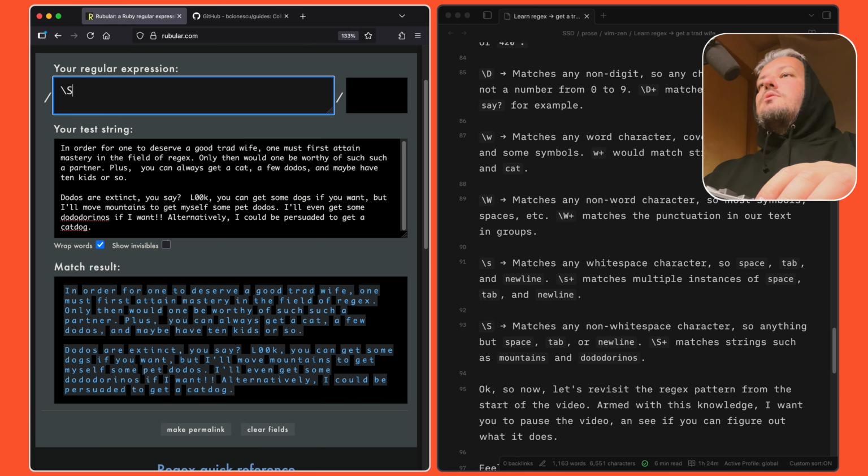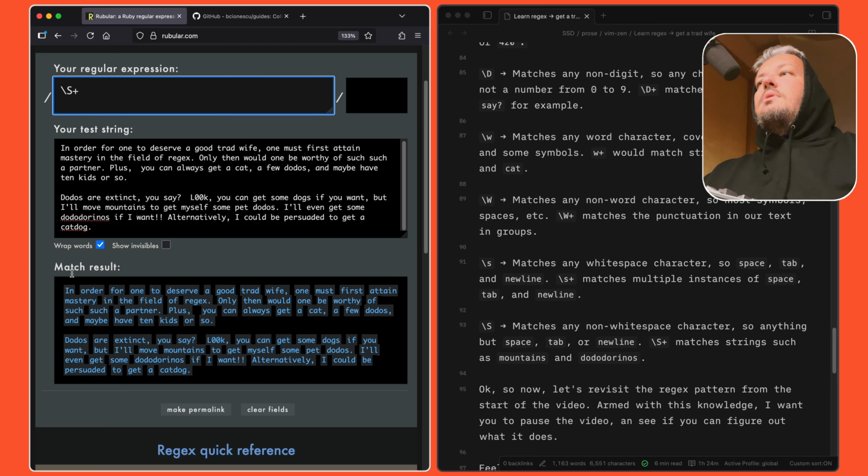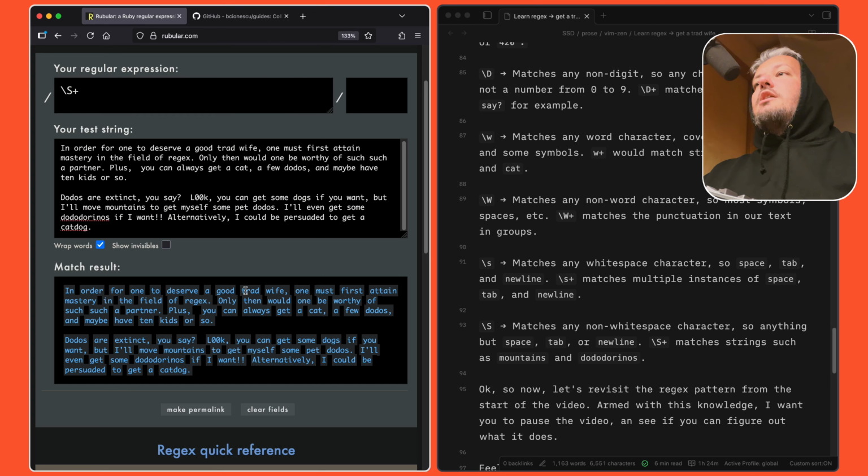If we do capital S, it matches any non-whitespace character, so anything but space, tab, and new line. As you can see here, every single element is its own match. And if we do S plus, then it actually matches every single word, but it includes punctuation. So the word has its punctuation, there's a comma here after the plus. Again, which one you use depends on what you're trying to achieve in your particular example.